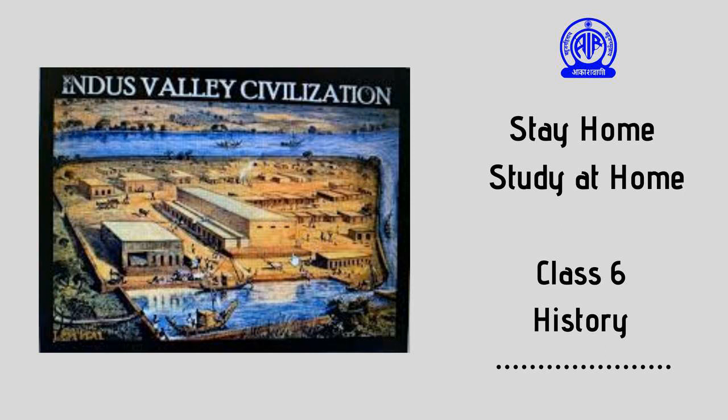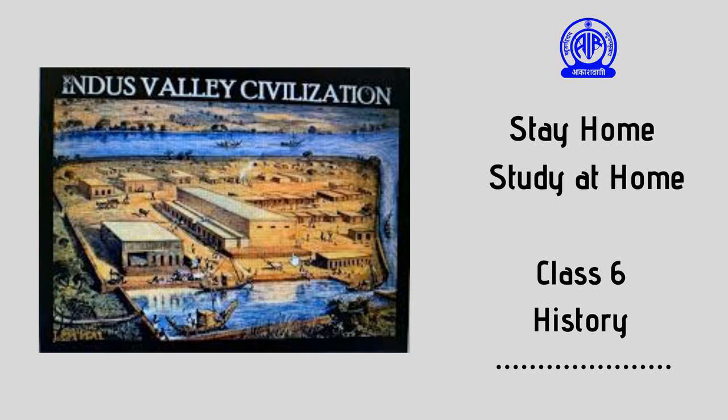Where there is a big river, a large river always exists, it never dries up. So on the River Indus, all these Harappa, Mohenjo-daro, Lothal, Kalibangan cities were settled. So they are also known as Indus Valley Civilization. The other name of Harappan civilization is Indus Valley Civilization.